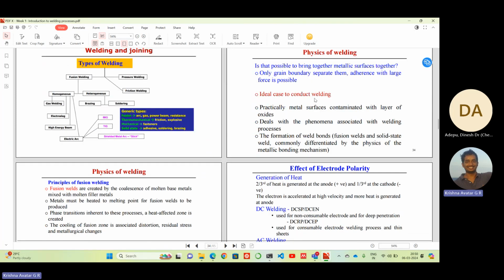So in the ideal case to conduct welding, there are different types of welding, say fusion welding, then pressure welding, then friction welding. Fusion has two types, homogeneous and heterogeneous. Heterogeneous is brazing or soldering.